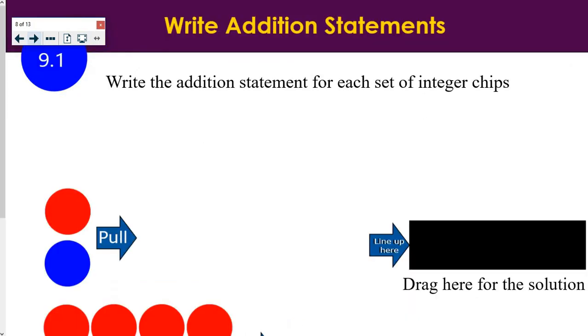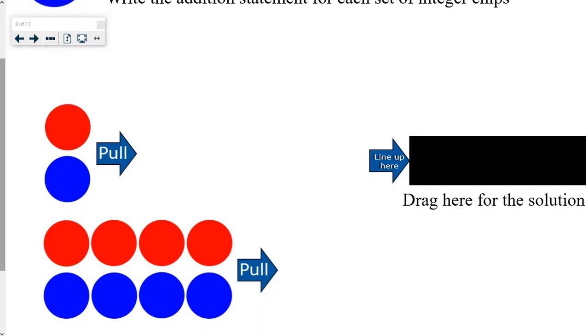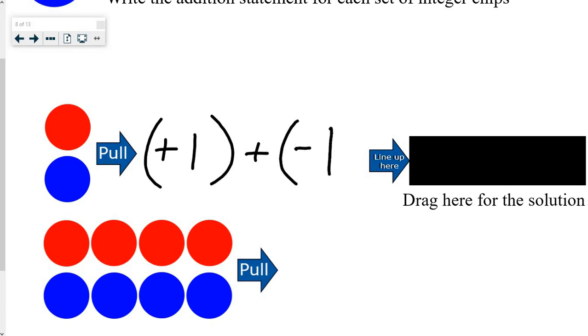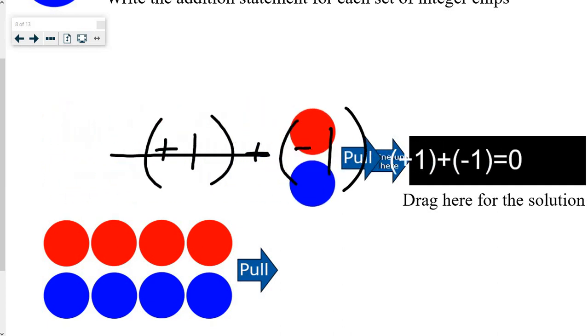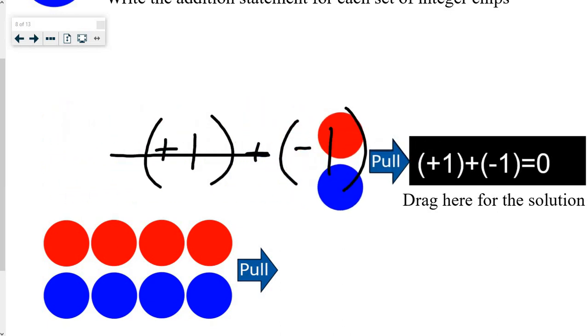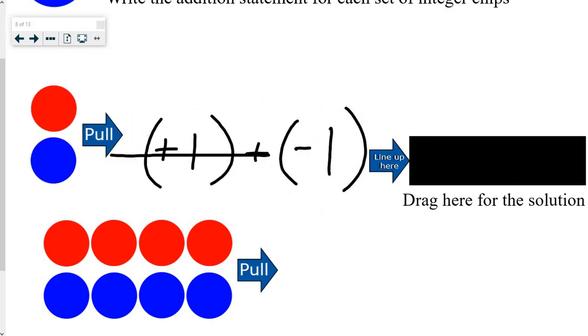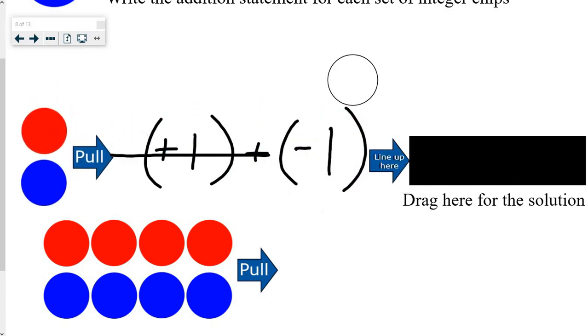So write the addition statement for each set of integer chips. When we have this, we know that it's +1, and we put this in brackets just so that we know the symbols belong to that number, plus -1. So we know that +1 and -1, so that's correct. Okay. So let's move that here. We'll erase this.